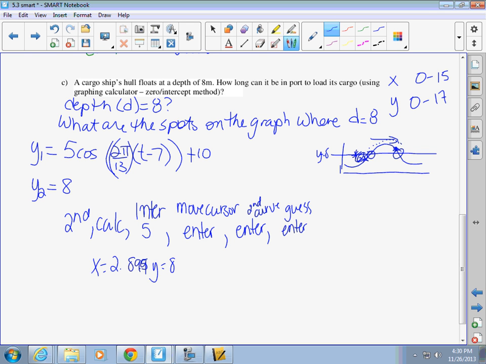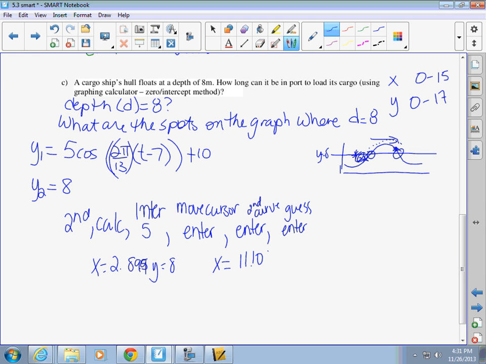It doesn't have to be right on it. Hit enter, so you got first curve, enter, it says second curve, should be flashing on that y is equal to 8. Hit enter, guess, and it should tell you 11.101 something. So your second one then is at x is equal to 11.10.